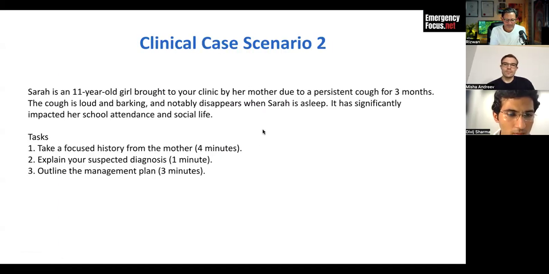Scenario number 2 is the second pediatric scenario. This is about an 11-year-old girl who's brought into your clinic by her mother due to a persistent cough for 3 months. This cough is loud and barking and notably dissipates when she's asleep. It has significantly impacted her school attendance and social life.